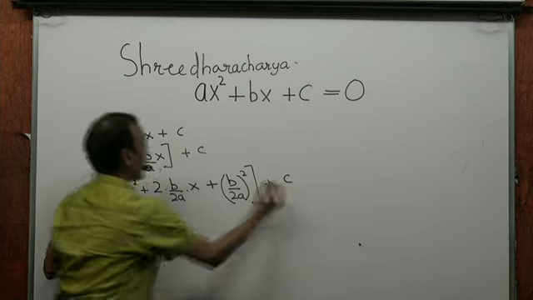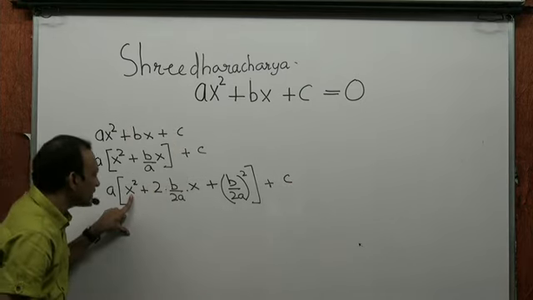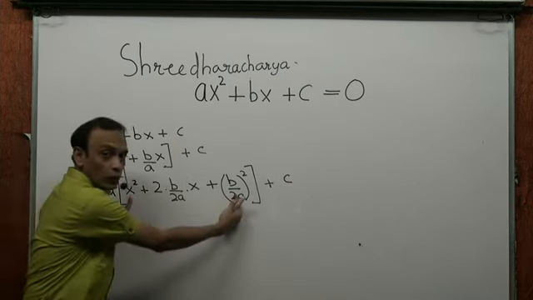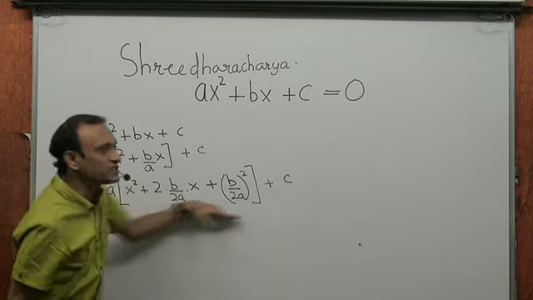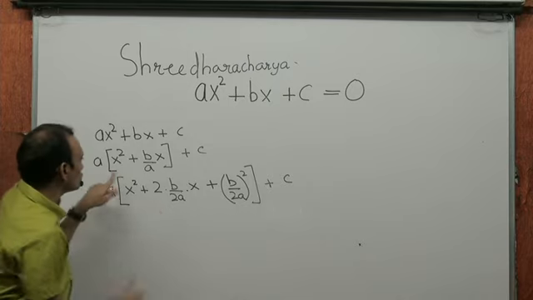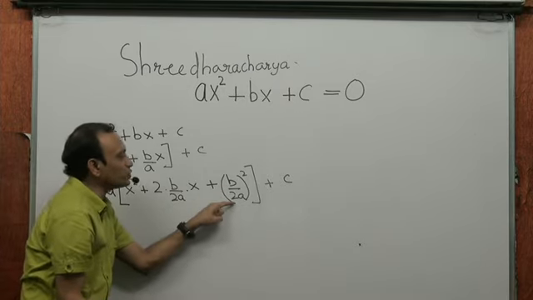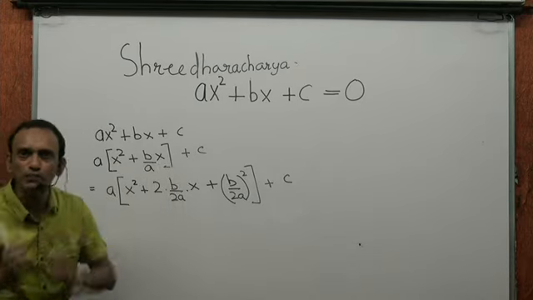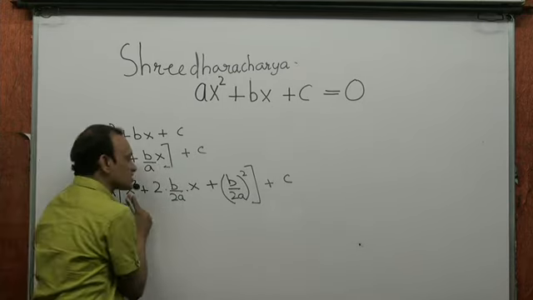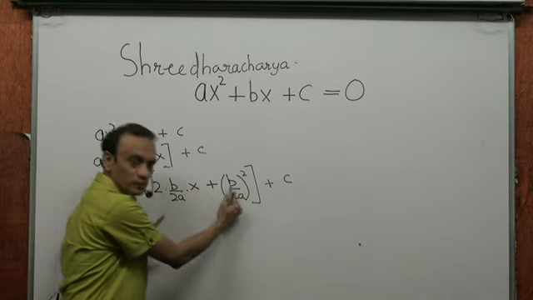Plus c. Now, you realize whatever I did here? x squared plus y squared plus 2xy. This then turns out to be a perfect square? Yes or no? This quantity. I have added b by 2a whole squared in the parenthesis here so that this is rendered a perfect square, right? So, x squared plus 2xy plus y squared.